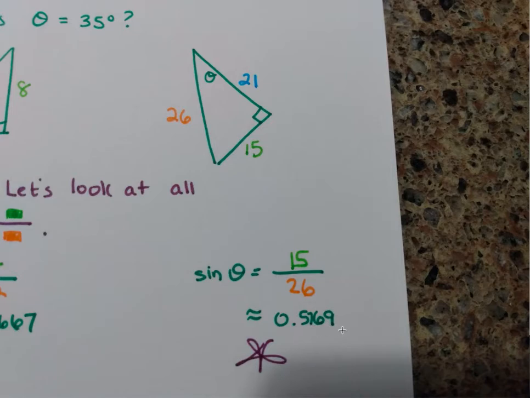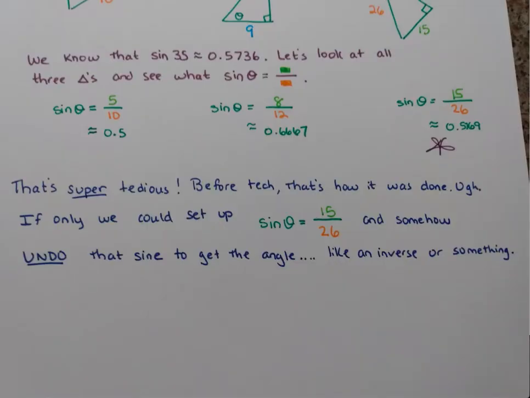Yeah, I know it's not exactly the same, but again, given the fact that these were most likely rounded, if you try the Pythagorean theorem with 21 and 15, you're probably not going to get exactly 26. This was the triangle that we could best associate as 35 degrees. Now, isn't that super tedious to think about? Before technology, that's how we had to do it. We'd have to set up ratios, guess and check, compare with our trig tables, and try to figure everything out.